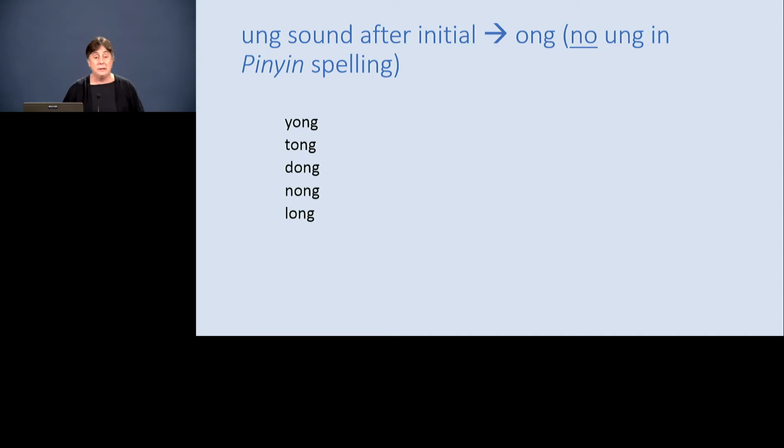Long would be written L-O-N-G. Xiong would be written X-I-O-N-G. And Qiong would be written Q-I-O-N-G. Okay.